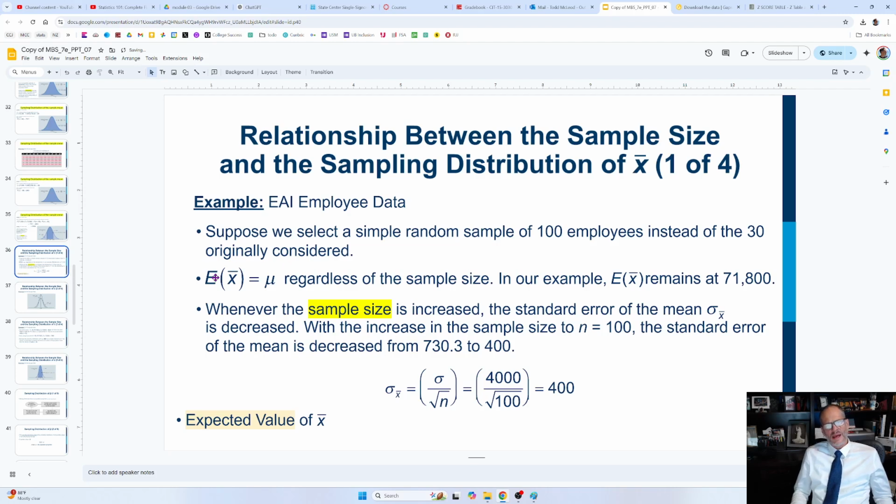There we go. The expected value of x̄ is equal to μ regardless of the sample size. In our example, the expected value of our sample mean remains at 71,800. So maybe that's just for this example.